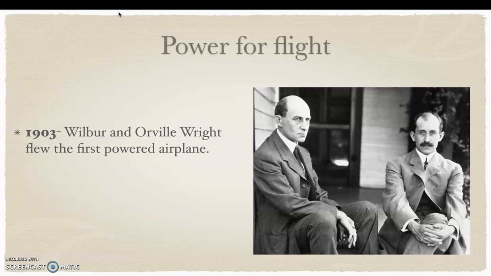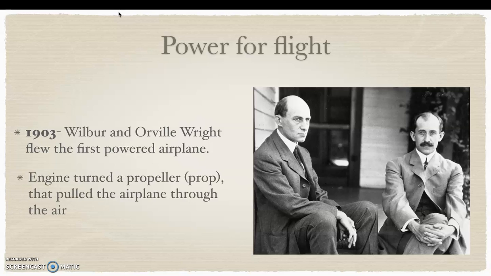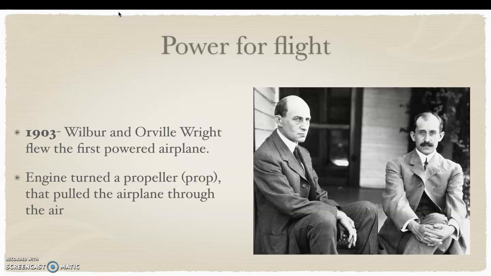In 1903, Wilbur and Orville Wright flew the first powered airplane. How did they actually fly that first powered airplane? They actually used an engine to turn a propeller, also known as a prop, that pulled the airplane through the air. Even today, we do have engines that turn a propeller that pulls the airplane through the air. And everything started in 1903.